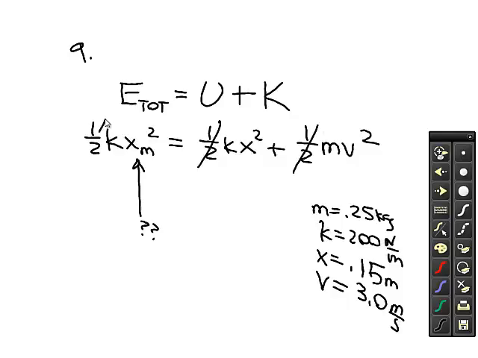So, cancel out the 1/2, solve for x sub m, because we know k, x, v, and m. All right, so that'd be the approach I would take. Not the only approach, but I think that's the simplest one. Okay, that's 7, 8, 9. There was another one out there somewhere.